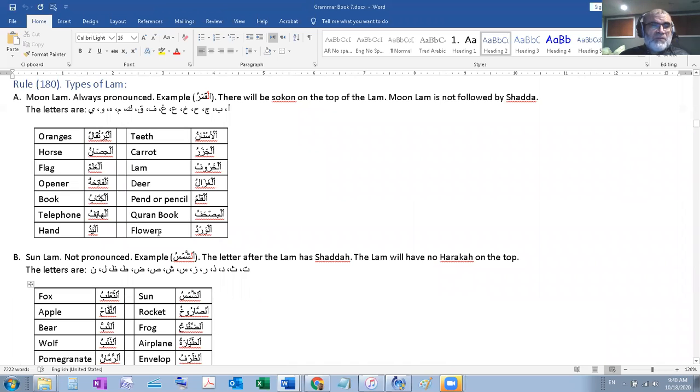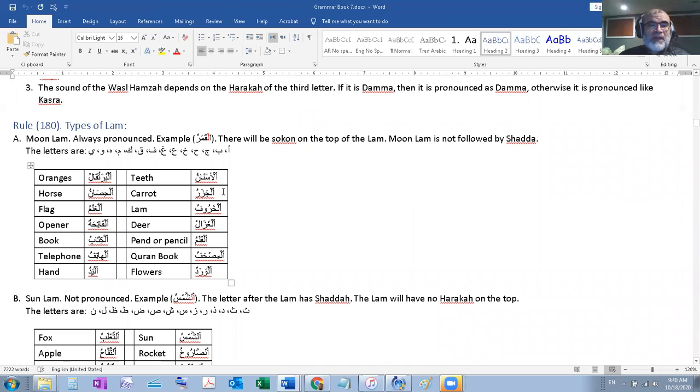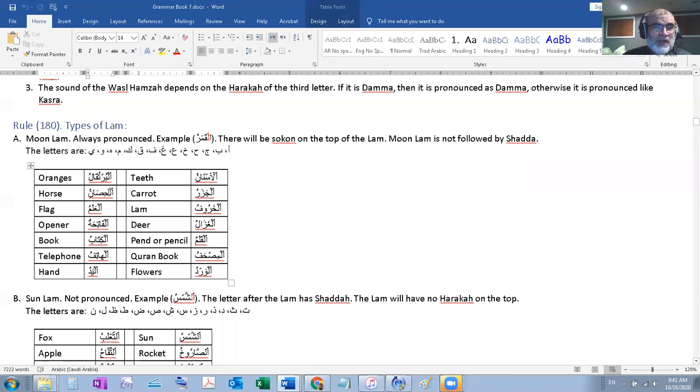Okay, so you can see the qamariyya letters are not followed by shadda, and it's these letters. These letters are the ones that have lam qamariyya, which is to be pronounced, such as al-burtuqal, that's the example of the ba. Al-jazar, that's the example of the jim. Al-husan, example of the ha.